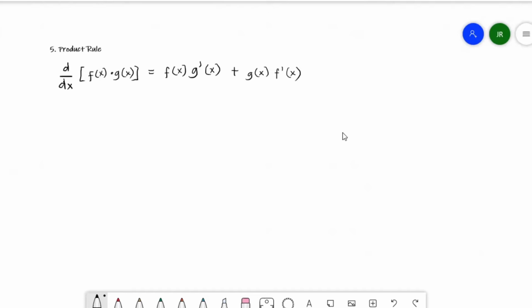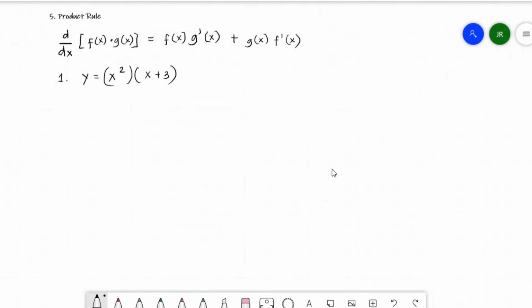So, for example, number 1, so this will be the formula, or this will be your guide sa paggamit ng product rule. So, for example, number 1, y is equal to x squared multiplied by x plus 3. So, para hindi kayo malito, yung x squared, ito yung magsisilbing f of x nyo. Yung x plus 3, ito yung magsisilbing g of x nyo. Okay? So, apply lang natin tong rule.